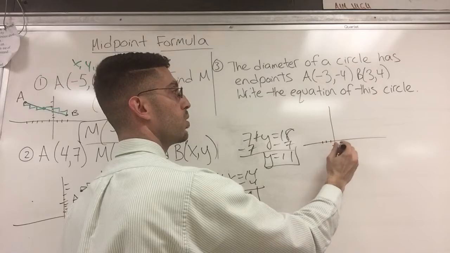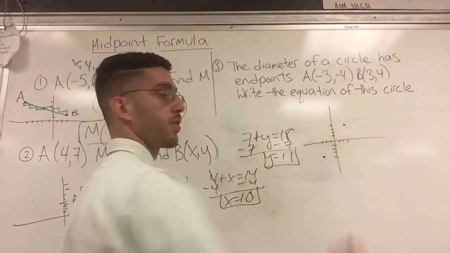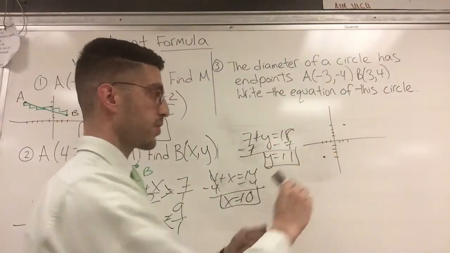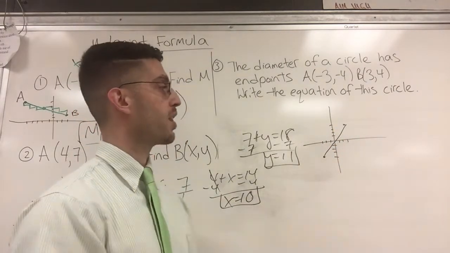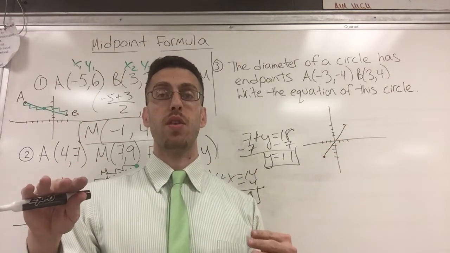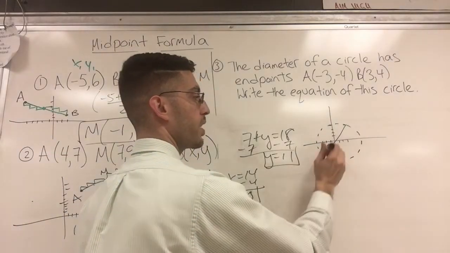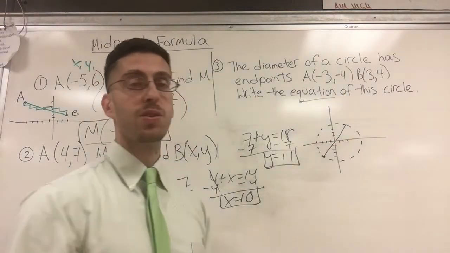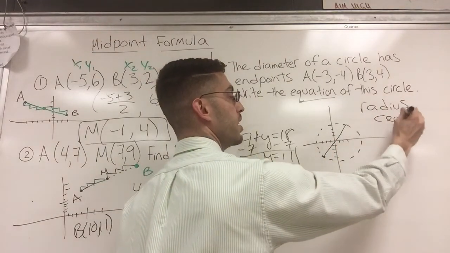-3, -4 and +3, 4. Those are the endpoints of the diameter. So that means from here to here, if you get a straight edge, you'll make it perfect. That's the diameter of your circle. What's a diameter? It's a line that goes through the center of a circle from one endpoint to another. So you can now imagine that there is some circle that exists around that diameter. What do you need to write the equation of a circle? You need the radius and you need the center.